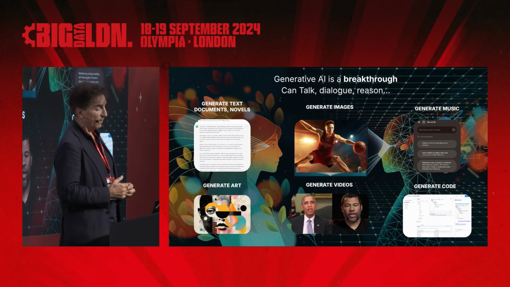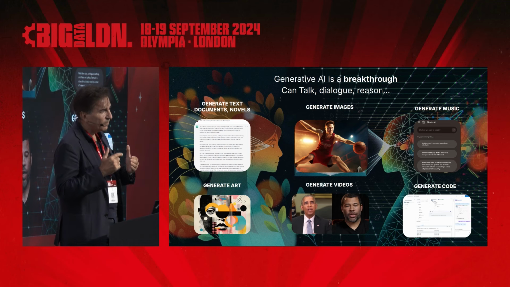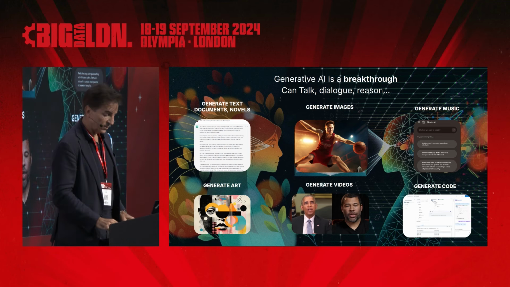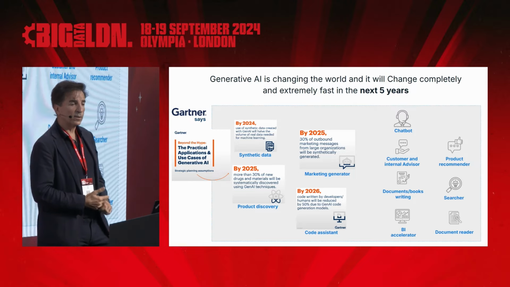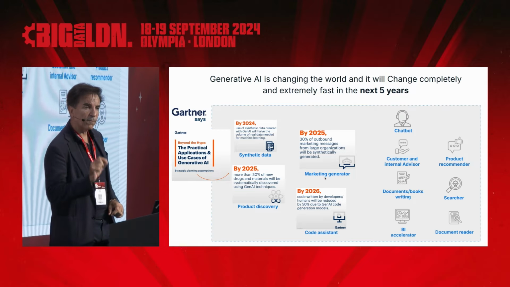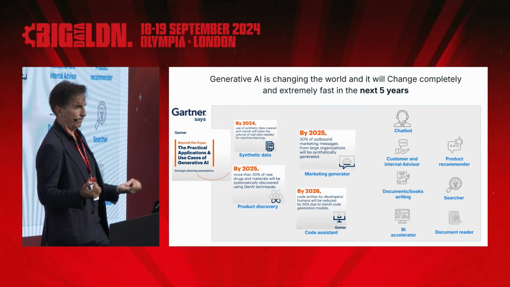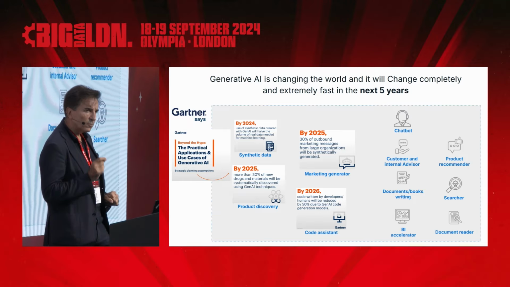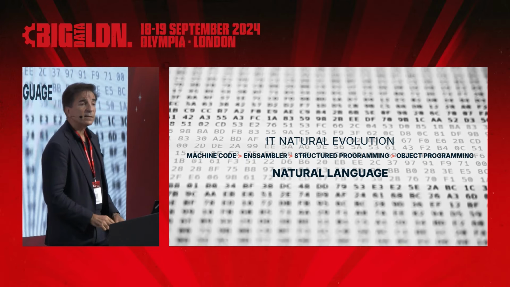Why? Because we can talk, and the engines can not only talk, but they are starting to reason. Why? Well, this is Gartner. Gartner said that in 2026, 50% of all the code in the planet will be generated by GenAI. We think that it will go faster. I will explain why.